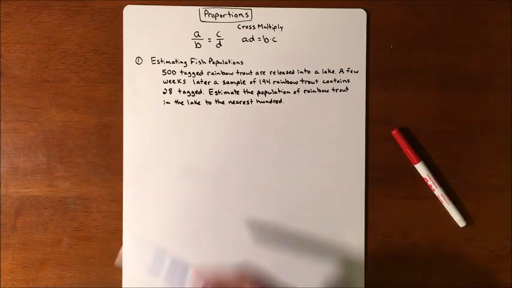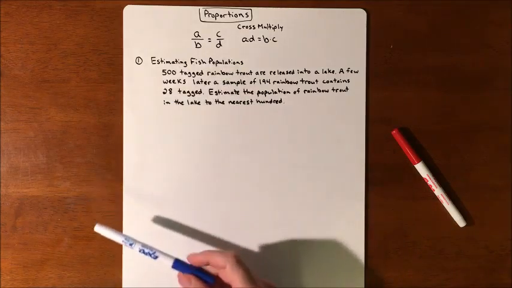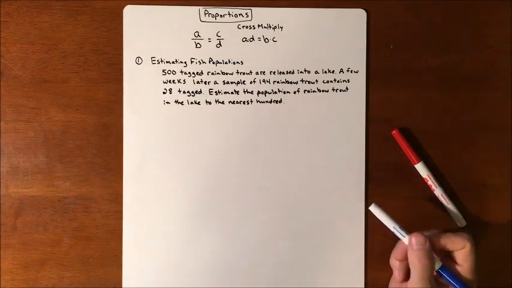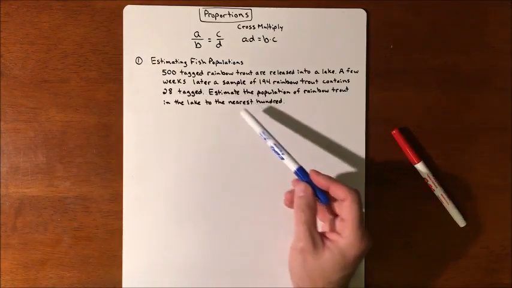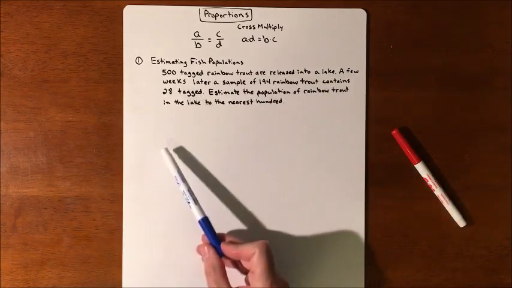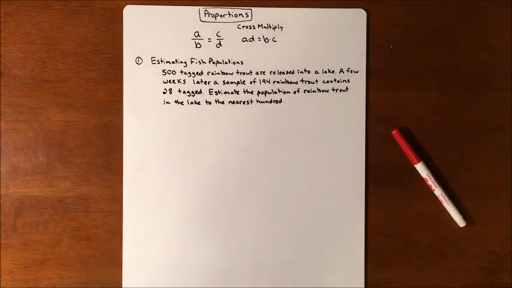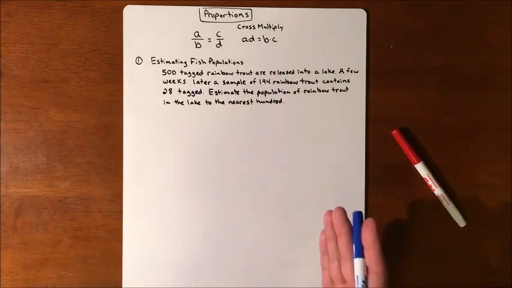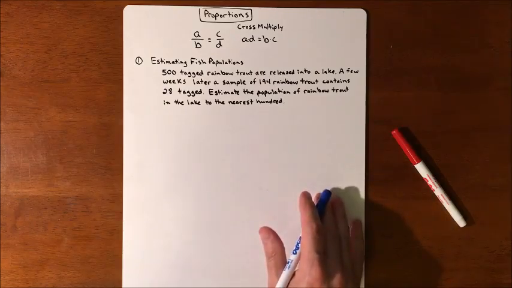So for our first situation, we are dealing with estimating a fish population. So 500 tagged rainbow trout are released into a lake. A few weeks later, a sample of 194 rainbow trout contain 28 tagged. Estimate the population of the rainbow trout in the lake to the nearest hundredth. So recognizing that we have a sample group, and then that we have something that's going to relate from that sample group to the entire population.